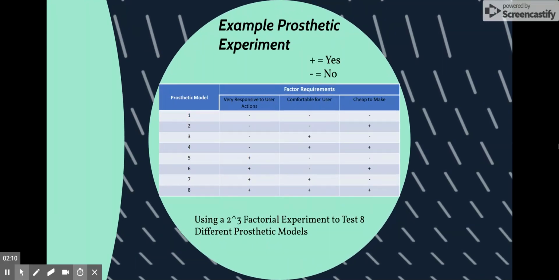In this little example experiment I set up, you can see I have 3 factors. Is it very responsive, comfortable, and cheap to make? A plus is a yes, and a minus is a no.